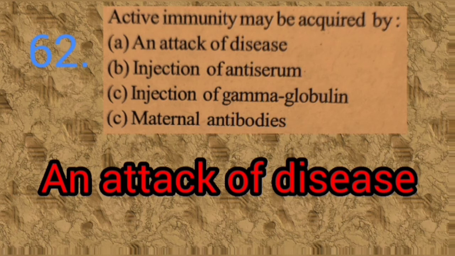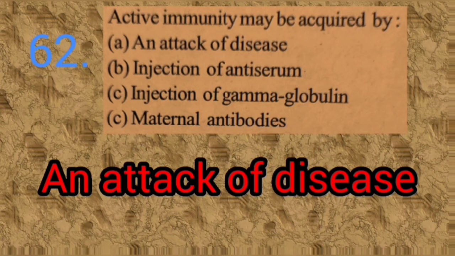Active immunity may be acquired by: option A, an attack of disease; B, injection of antiserum; C, injection of gamma globulin; D, maternal antibodies. Active immunity may be acquired by an attack of disease. Option A is right.